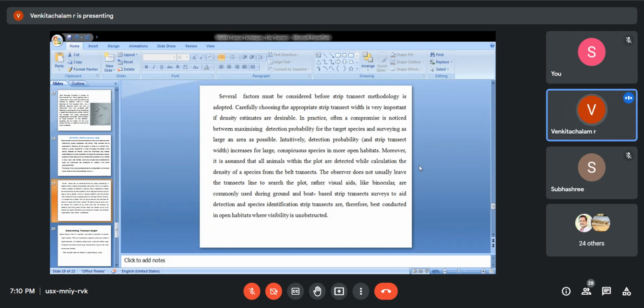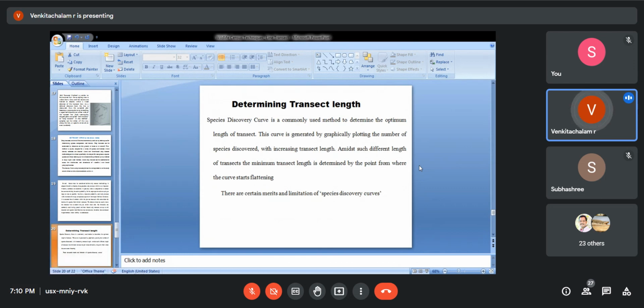Moreover, it is assumed that all the animals within the strip are detected while calculating the density of species from the belt transects. The observer does not usually leave the transect line to search the plot. Rather, visual aids like binoculars are commonly used during ground and boat-based strip transect surveys to aid detection and species identification. Strip transects are therefore best conducted in open habitats where visibility is unobstructed.